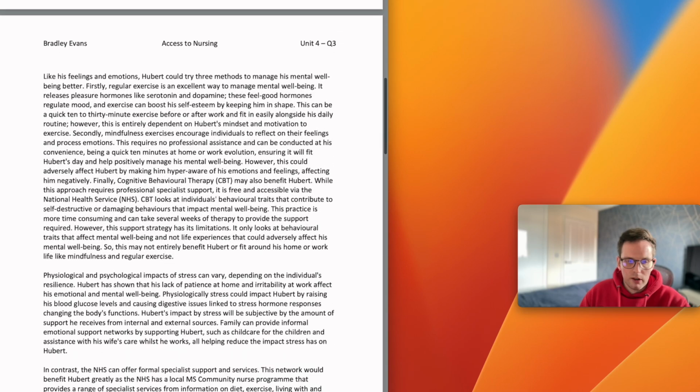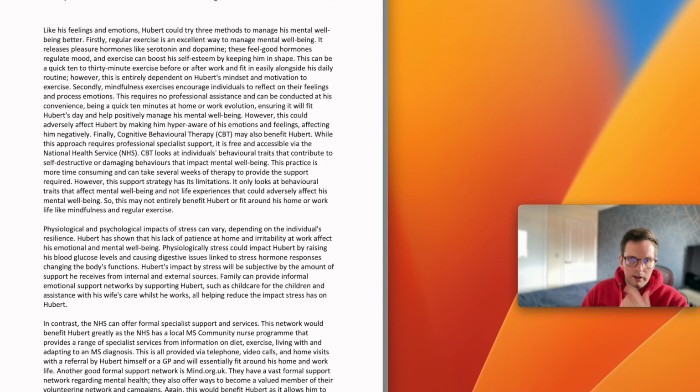I then went on to say, like his feelings and emotions, Hubert could try these methods to manage his mental well-being better. Firstly, regular exercise is an excellent way to manage mental well-being. It releases pleasure hormones like serotonin and dopamine. These feel-good hormones regulate mood, and exercise can boost his self-esteem by keeping him in shape. This can be a quick 10 to 30 minute exercise before or after work and fit in easily alongside his daily routine.